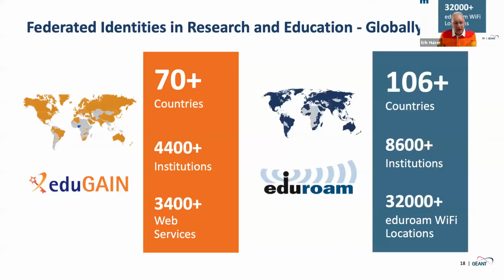So the eduGAIN, the federated identity, is available in 70+ countries. Over 4,400 institutes are using it to access over 3,400 different services. And eduroam, the seamless Wi-Fi roaming, is available in 106 countries with over 8,000 institutes and over 32,000 Wi-Fi locations in the world.